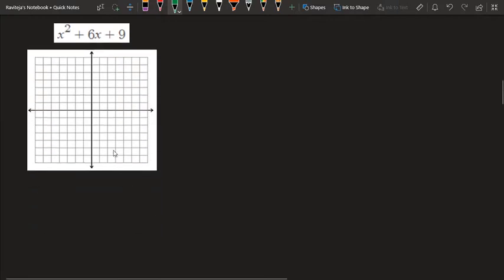And here it is. Our quadratic equation for example number 1 is x squared plus 6x plus 9. So, let's start off with step number 1. Step number 1 to graphing a quadratic equation is to find the direction. Now, the direction of the graph basically means to figure out if the graph is increasing or decreasing, if the graph is going up or if the graph is going down.